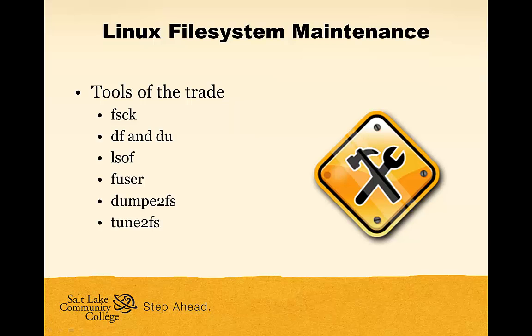Dumpe2fs basically shows us what the current status of the file system is, or the parameters set on the file system, and gives us lots of good information. Tune2fs allows us to then modify that information if we need to. And we'll show you a couple of fun things you can do with that. All right, so let's get to the command line and play around.